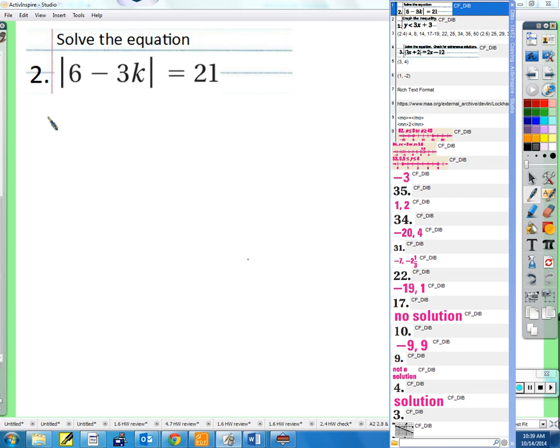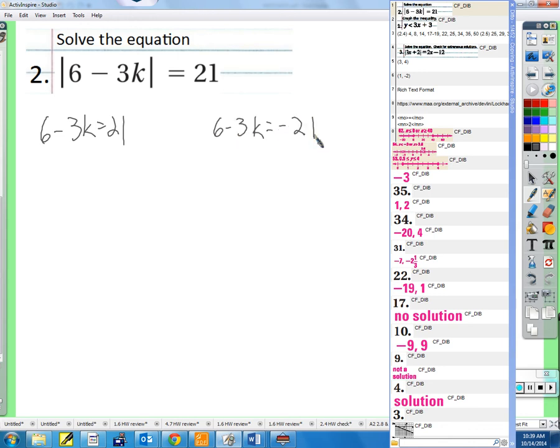So if this stuff here is equal to 21, the absolute value of 21 is 21, so the equation will be true. If this stuff is equal to negative 21, that means the stuff inside the absolute value is negative 21, and the absolute value will be 21. Just solve for k. Negative 3k equals 15.